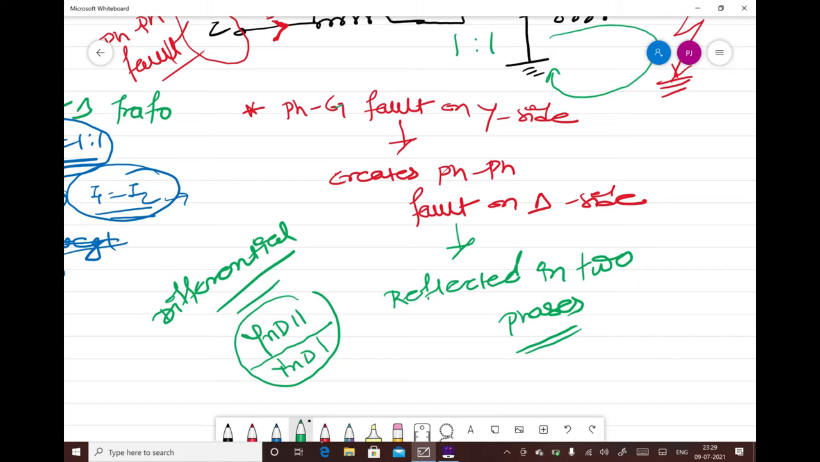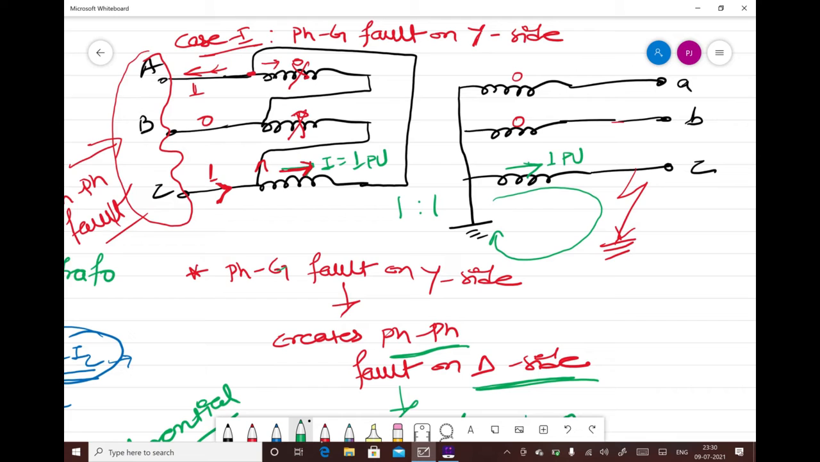This phase to ground fault on a star side, when it is reflected as phase to phase fault on delta side, then the implementation of overcurrent and earth fault protection also becomes very difficult, and it is a very tedious job that we will surely discuss during our sessions on transformer protection, when we discuss in detail the various transformer protections. In this session, we are focusing only on the current distribution in a star delta transformer.